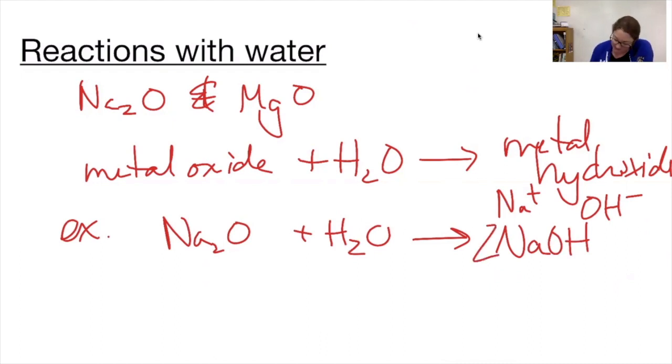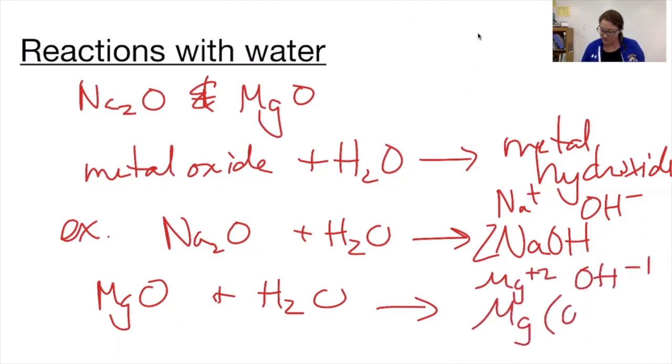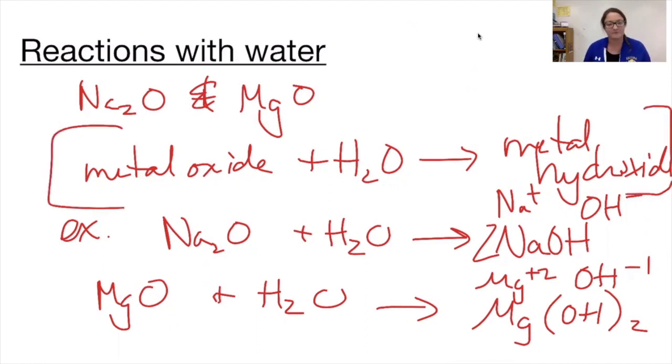Okay, magnesium oxide plus water is going to form magnesium hydroxide. Mg is a +2, hydroxide's a -1, they will form Mg(OH)2. And I believe that reaction is already balanced. You're not going to worry about the reaction of aluminum with water. Okay, so that's our first type, and that's to form a base. Hydroxides are bases.